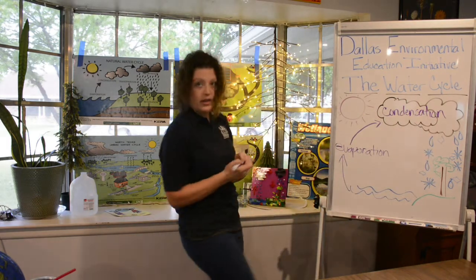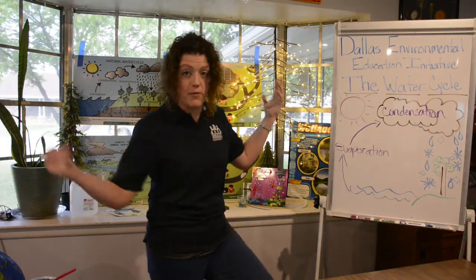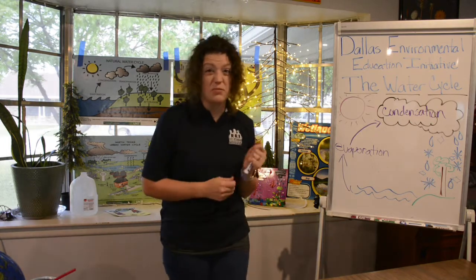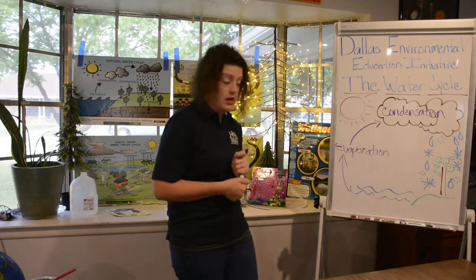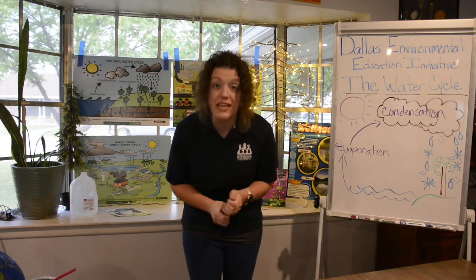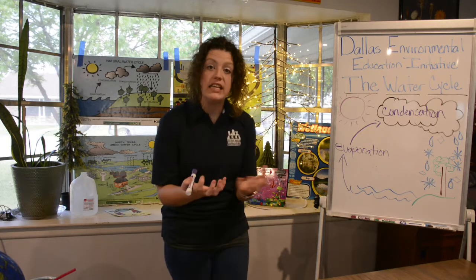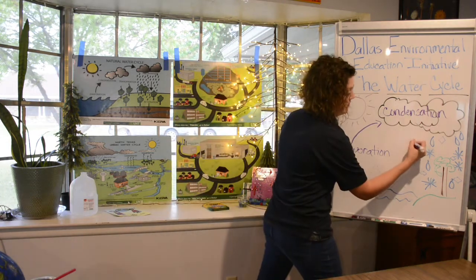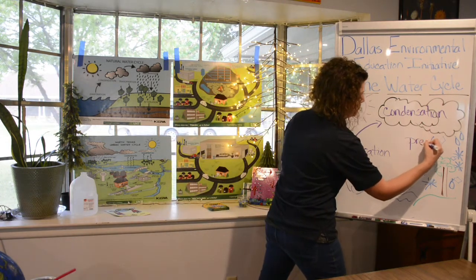And then, everyone knows this part, when those clouds get heavy, what happens? It rains. Here in Texas, we usually get rain. Sometimes we get hail or ice, right? And if we're really lucky, sometimes we get snow. All of those things that come down are called precipitation. So we're going to write that up here. Precipitation.